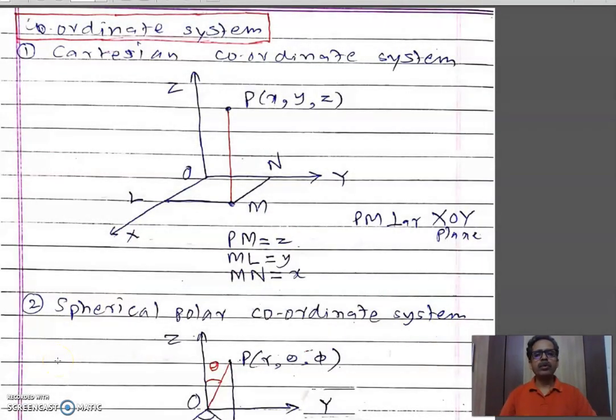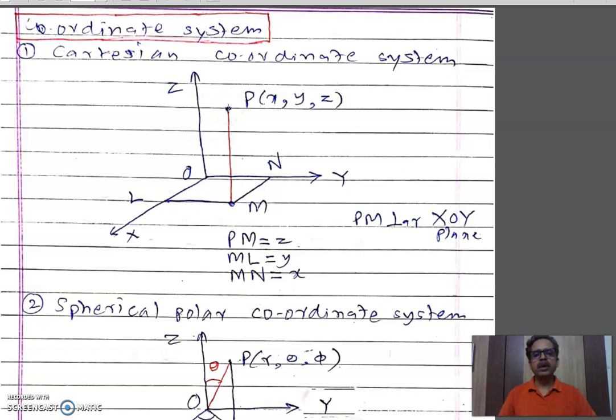Before going to triple integration, you must know about the coordinate system. So first is the Cartesian coordinate system. Suppose here we have OX as the positive x-axis, OY as the positive y-axis and OZ as the positive z-axis. P is any point in the space.